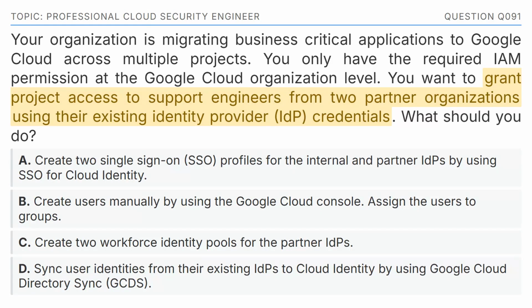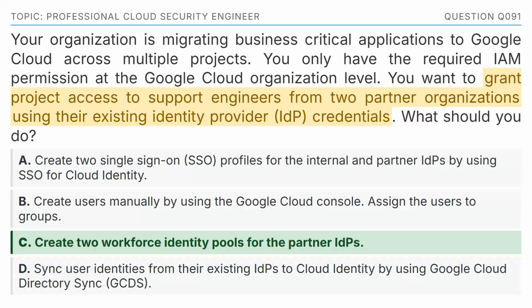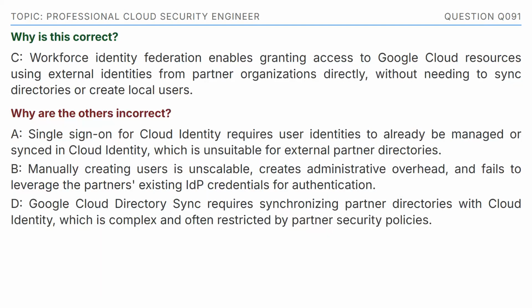To arrive at the correct answer, we focus on the keywords: grant project access to support engineers from two partner organizations, using their existing identity provider, IDP, credentials. The correct answer is option C, create two workforce identity pools for the partner IDPs. Why is this correct? C. Workforce Identity Federation enables granting access to Google Cloud resources using external identities from partner organizations directly, without needing to sync directories or create local users.